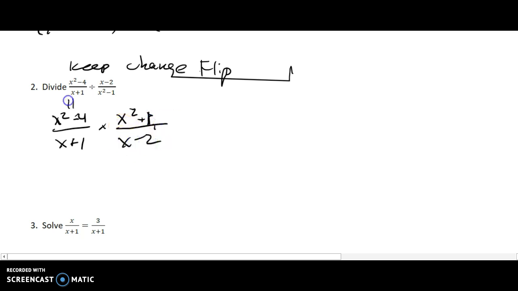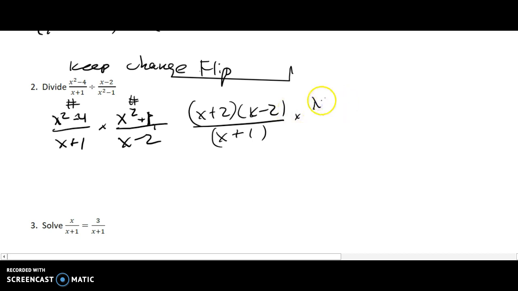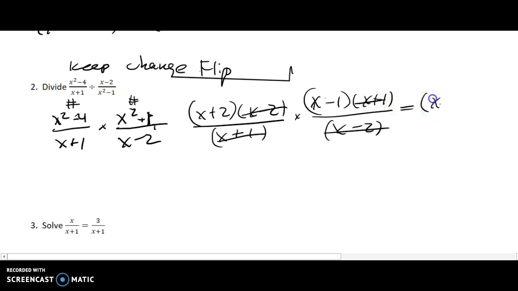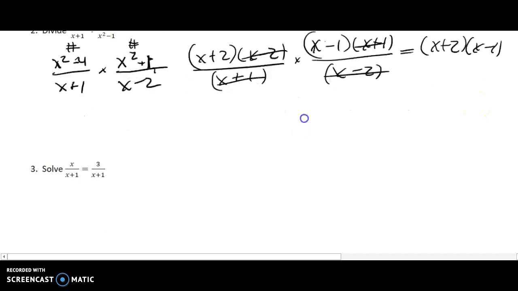Then we're going to tic-tac-toe these. We're going to match a 0 when we tic-tac-toe them. So we're going to get x plus 2, x minus 2 on top, x plus 1 on bottom. This can be x minus 1, x plus 1, because we tic-tac-toe and it matches 0. And we're going to cancel out anything that's in common. What's left is the answer, and it's on top.